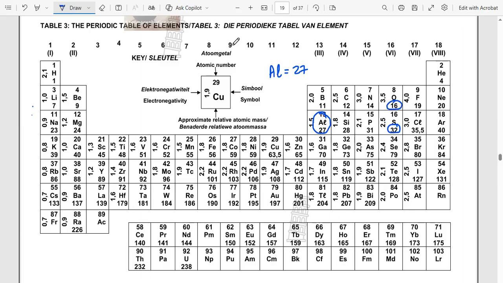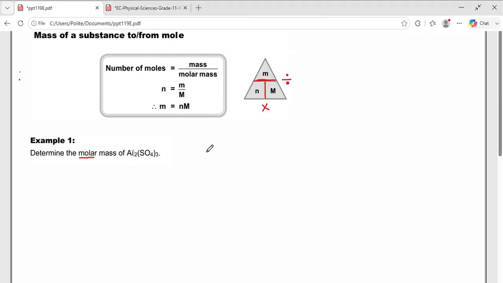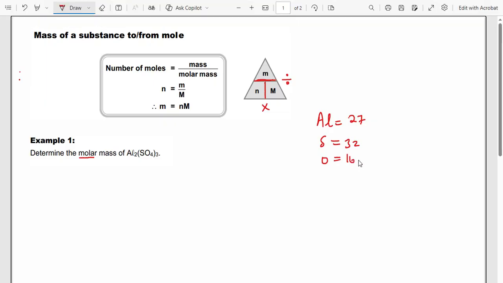So let's go back to the other side. We know that on the periodic table, we got Al to be 27, then S was 32, and then O was 16. Now this is what I need you to do. I need you to be very, very careful.